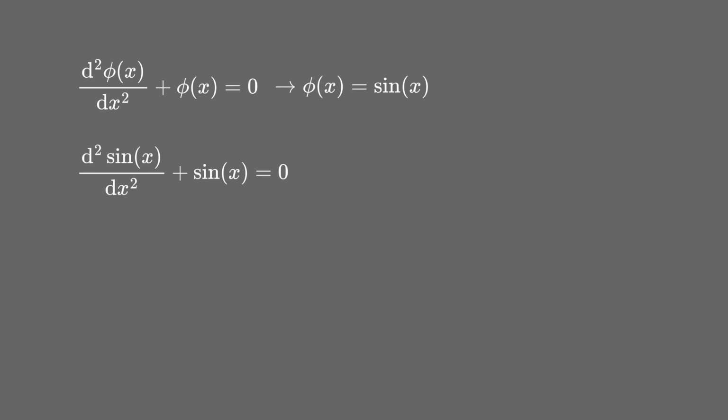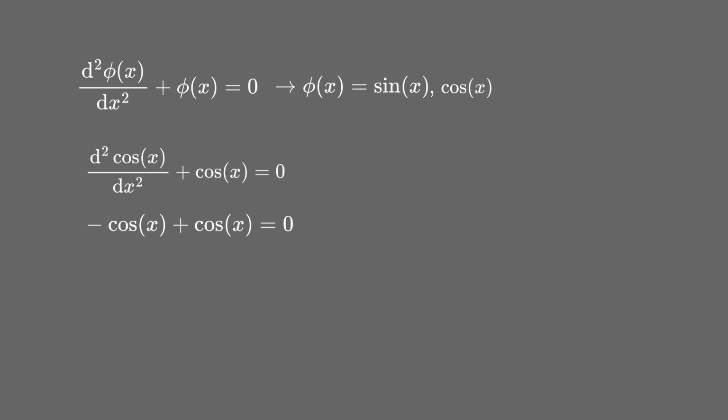If you take the second derivative of sine of x, you get minus sine of x, and plugging that in will satisfy the equation. But differential equations don't have just one solution, but many. For example, a cosine would do fine as well, or any arbitrary linear combination of the two. This equation was easy, but in the case of sine-Gordon, things are more complicated.